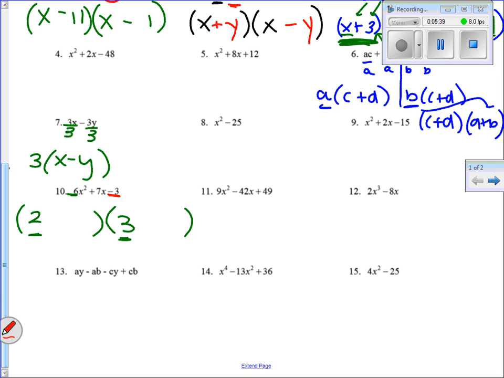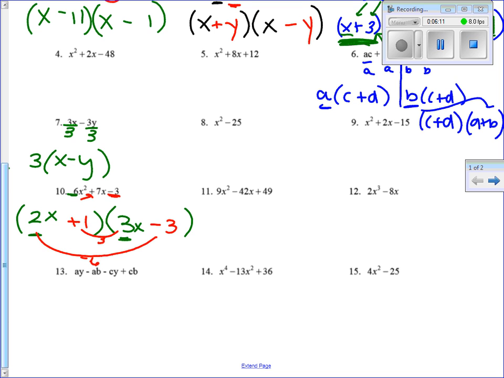So I'm going to go ahead and put an x in the front of these two. And I'm going to think of numbers that multiply to be -3. So I'm going to do -3 here and +1 here. So what is 2 times -3? That's -6. 1 times 3 is 3. -6 plus 3 is not 7. So I know that did not work.